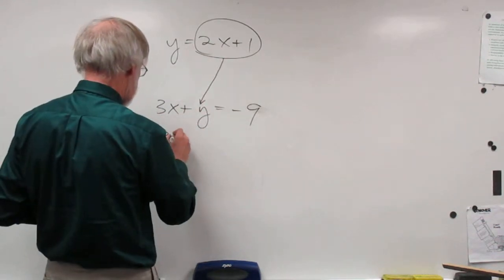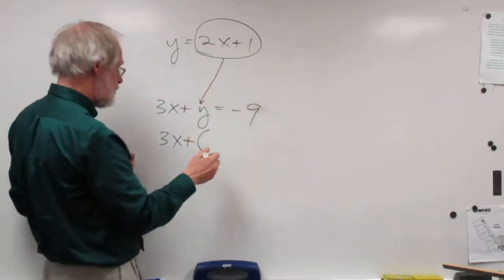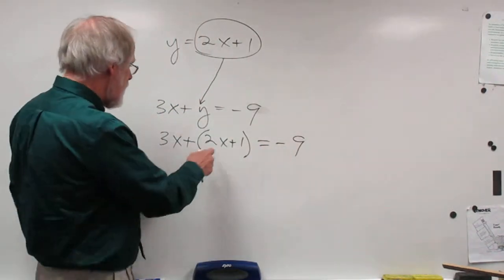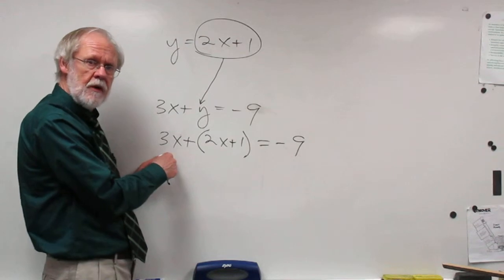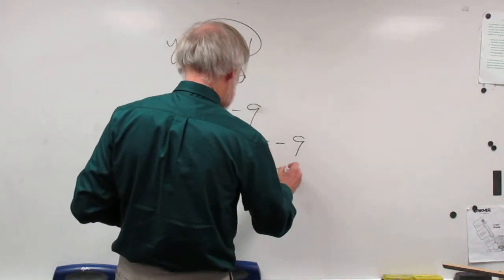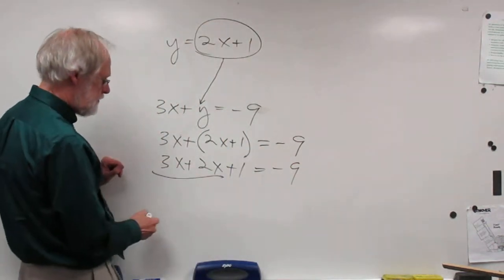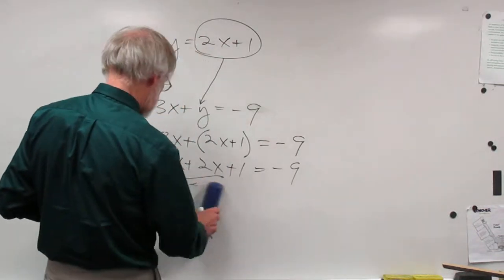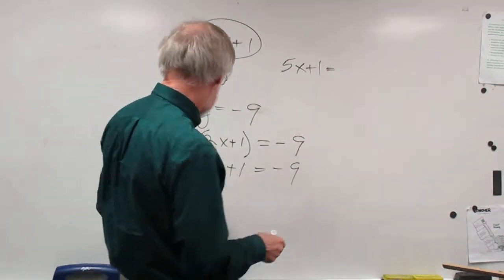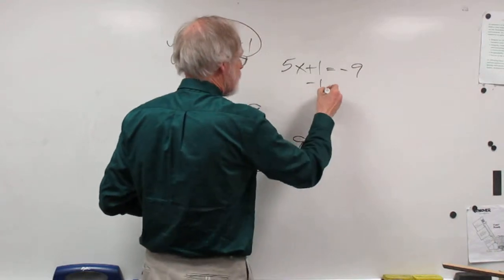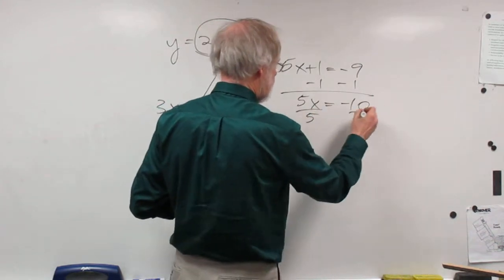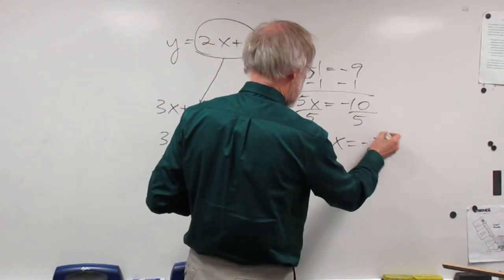So now I get 3x plus, instead of y, I write 2x plus 1 equals negative 9. All right? Now notice, I have only one variable in this equation, so I can solve for x. So I have 3x plus 2x plus 1 equals negative 9. So that gives me 5x plus 1 equals negative 9. So I subtract 1, and I get 5x equals negative 10. I divide by 5, and I get x equals negative 2.